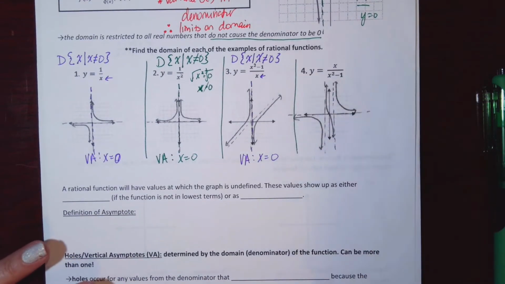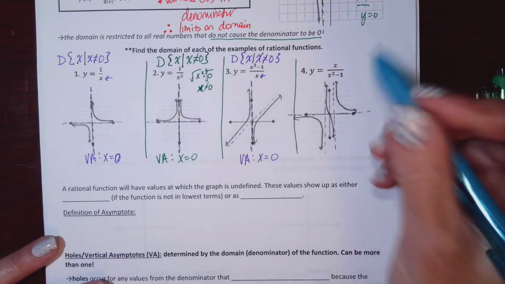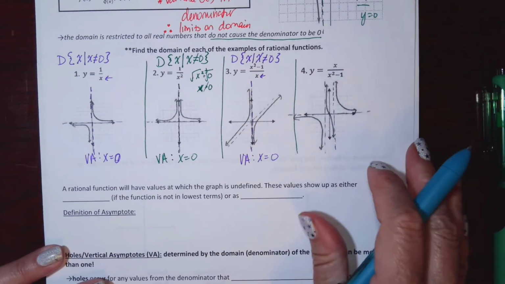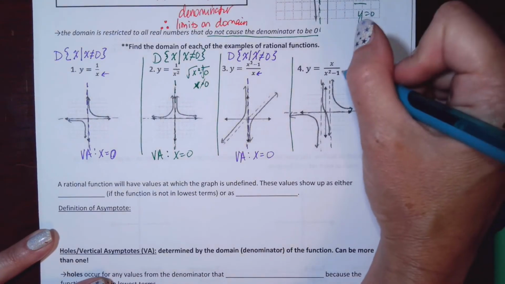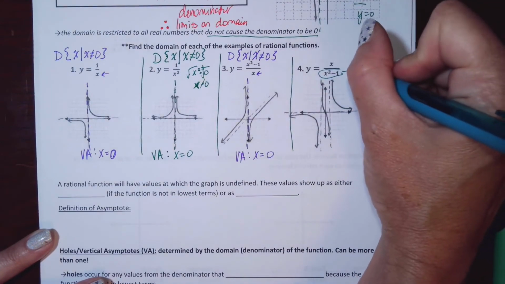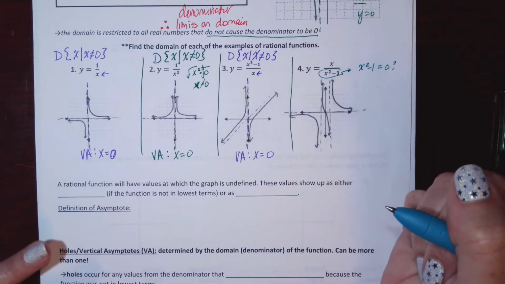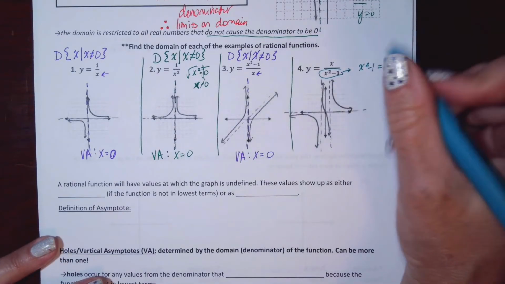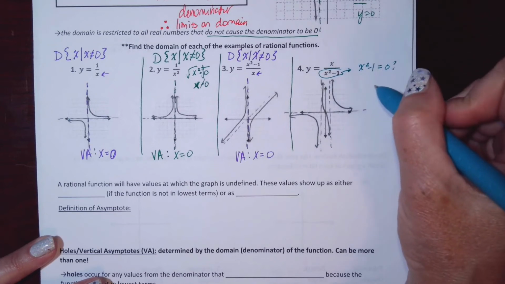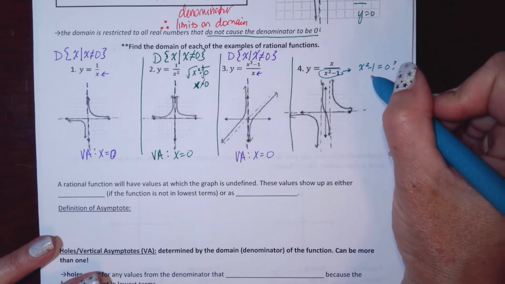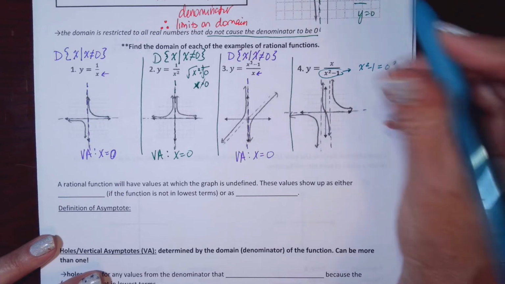And then this last one, x over x squared minus 1. Now I've got some more interesting stuff going on in my denominator here. If I take this denominator and set it equal to 0 to see what would make that happen, because that's going to give me the values I need to exclude, I see that to solve this, I'm either going to have to move that 1 over and take the square root of both sides, or I could factor this.